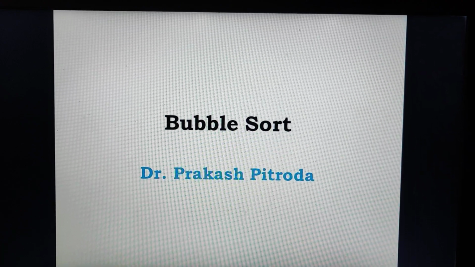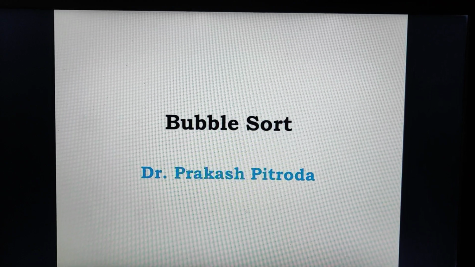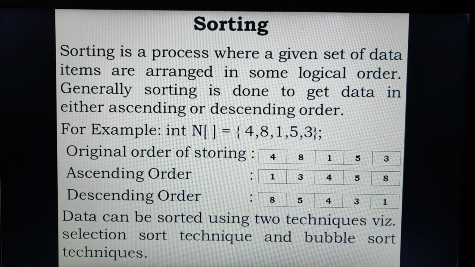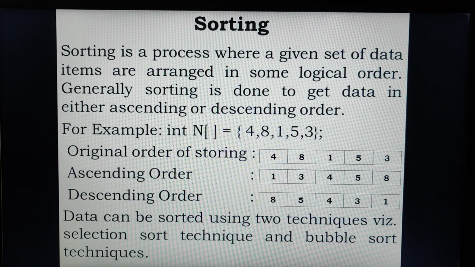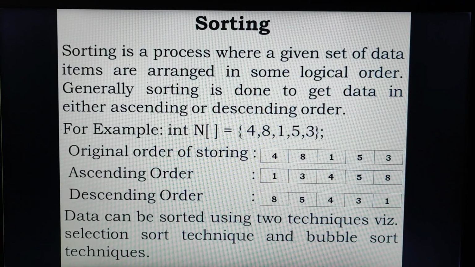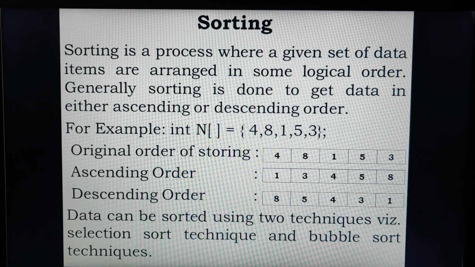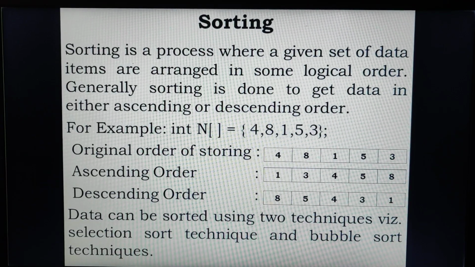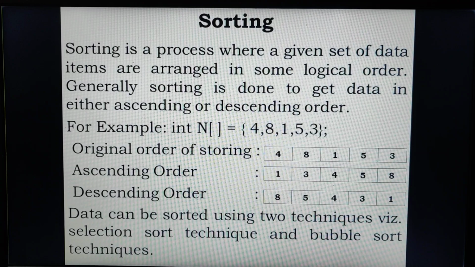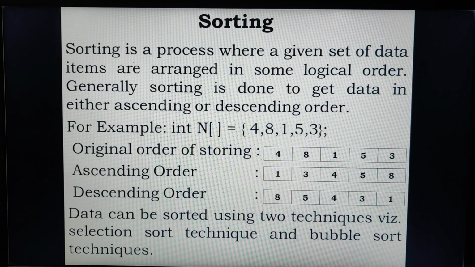Today I'll take you through the concept of bubble sort using array. So let us quickly go through the understanding of what sorting means. Sorting is a process where a given set of data items are arranged in some logical order. The data items are given to us and we have to rearrange them into a required order. Generally, sorting is done to get the data in either ascending or descending order. That's the most likely order you will see.